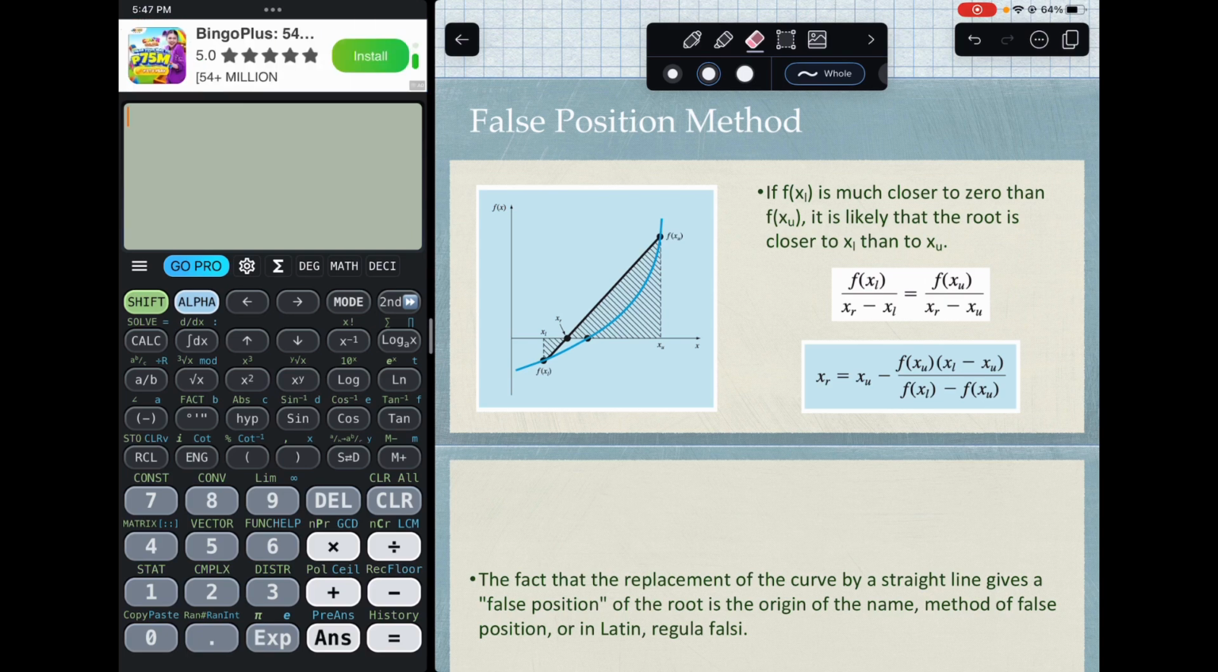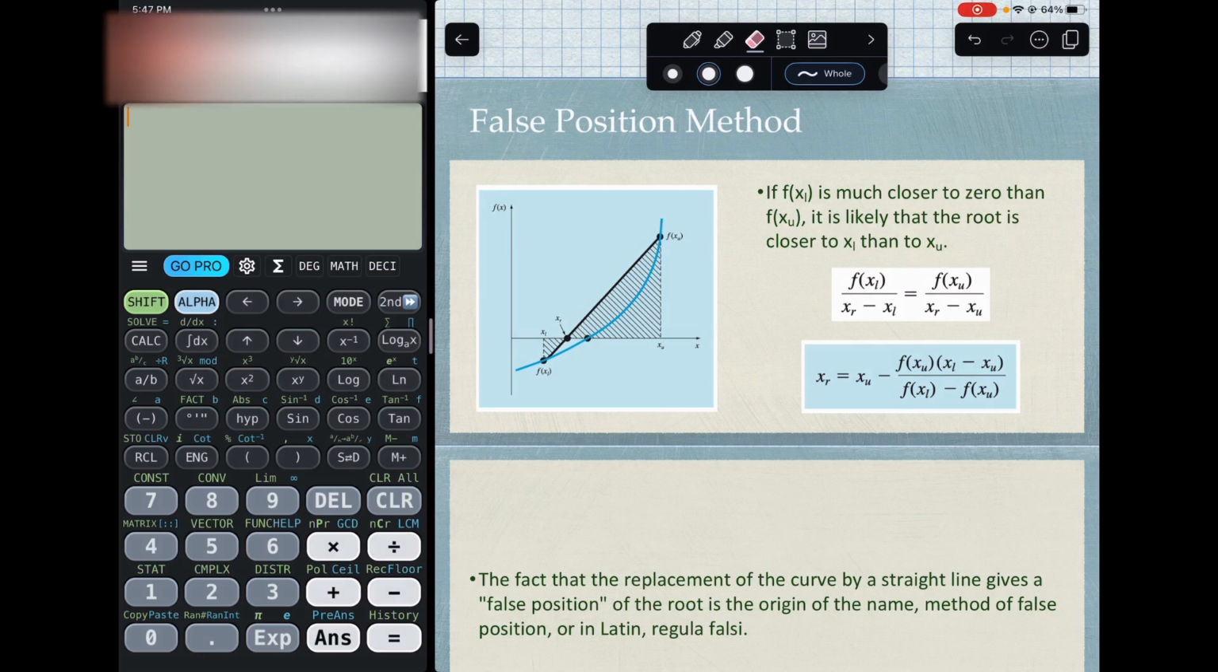Comparing the false position method to the bisection method, the false position method uses the principle of slopes. Using two similar triangles and equating the two, that will yield an xr value, which is equal to x sub u minus f of x sub u times x sub l minus x sub u over f of x sub l minus f of x sub u. The method in finding the roots of a function is the same as the bisection method. The only difference is the formula in finding the value for x sub r.